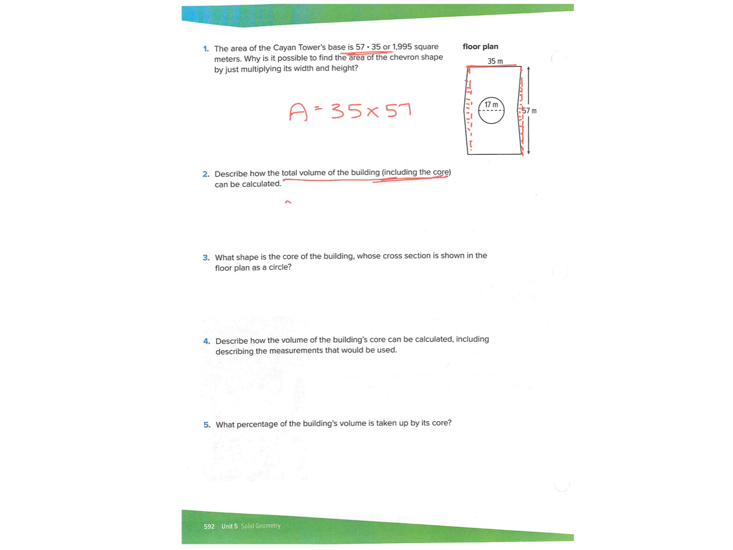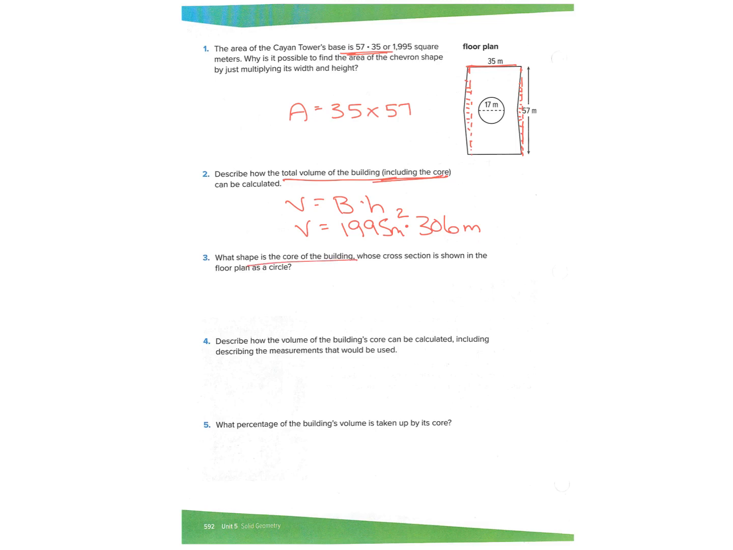Then it says, describe how the total volume of the building, including that core, can be calculated. Well, volume is big B times H. So in this case, I can take that big B I got in number 1, that 1,995 square meters for each floor, and I'm stacking them on top of each other for the entire 306 meters. So this is how I could calculate my total volume.